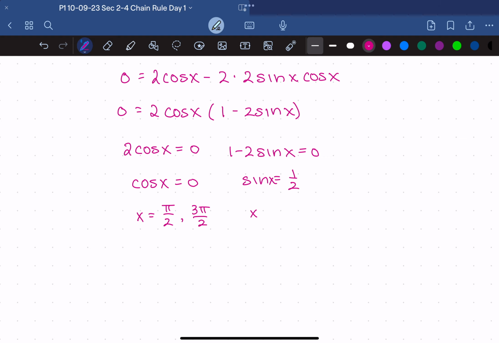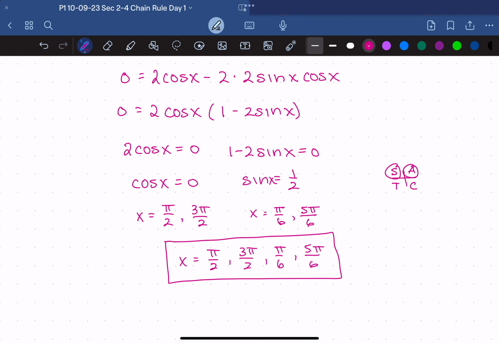Using all students take calculus, sine is going to be positive in quadrants 1 and 2. In quadrant 1, the reference angle is pi over 6. In quadrant 2, it's going to be 5 pi over 6. So there are the answers. Pi over 2, 3 pi over 2, pi over 6, 5 pi over 6. At these 4 values of x, the original graph has a horizontal tangent line.